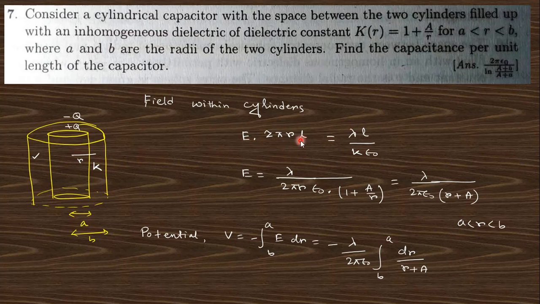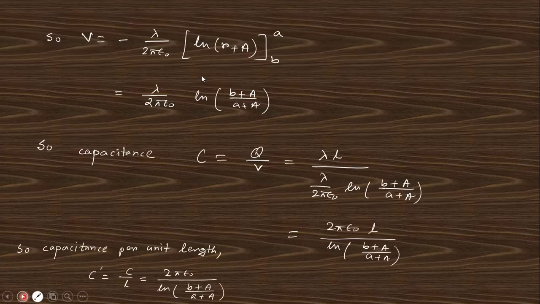So we take E times 2 pi r times L equals lambda L by K epsilon naught, from where we get the electric field. Just using this Gauss theorem and putting in this value of K, you will get the electric field. After that you get the potential, integrating from b to a, because outside the electric field is 0. Integrating this, finally you get the potential. The capacitance will be Q by V. Put Q equals lambda L, and if you divide by the length, you will get the capacitance per unit length. I think it is clear. If there is any doubt, you must comment in the comment box.